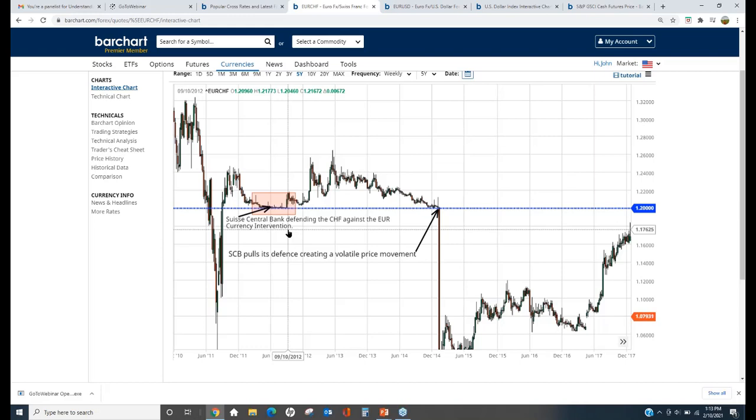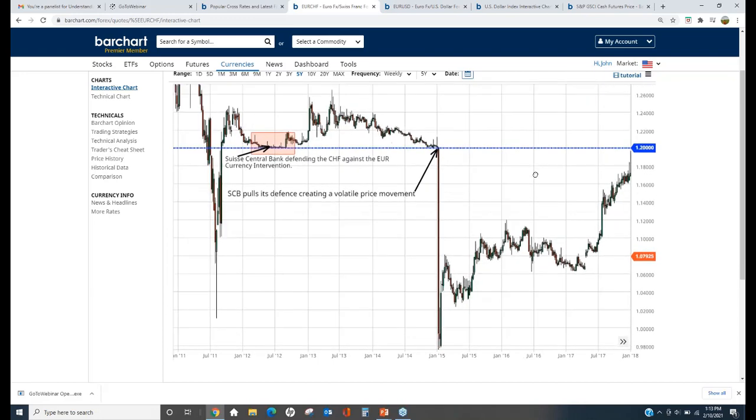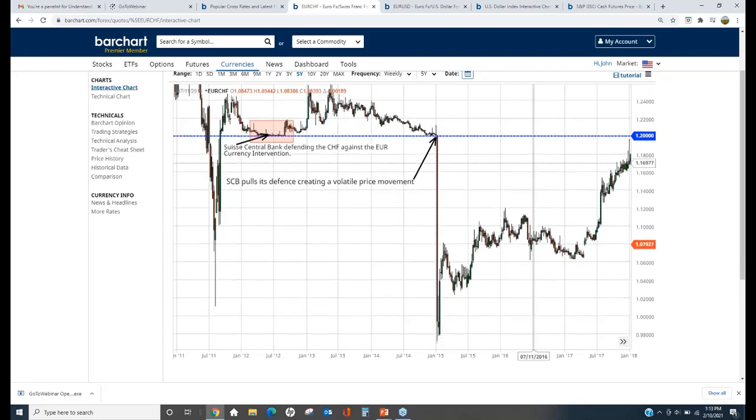Now, this happened in a very short period of time. Notice our candles here are weekly candles, and we have a big price movement in a very short period of time. 1 week, that's one candle. But I'm telling you, this price movement happened literally in minutes, almost in hours after the Swiss pulled their support. And many of the retail traders and retail brokers went out of business.